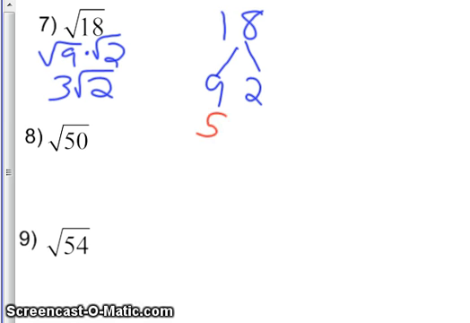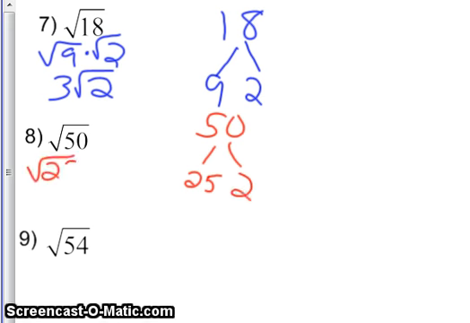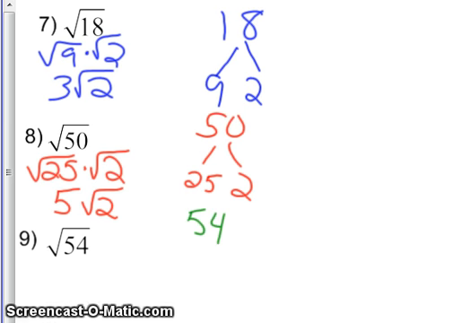So what factor of 50 is a perfect square? 25. So I've got the square root of 25 times the square root of 2, which is 5 radical 2. We good? What factor of 54 is a perfect square? 9. Nice. 6 is only divisible by 2 and 3. Neither of those are perfect squares. So I have the square root of 9 times the square root of 6, which is 3 radical 6.